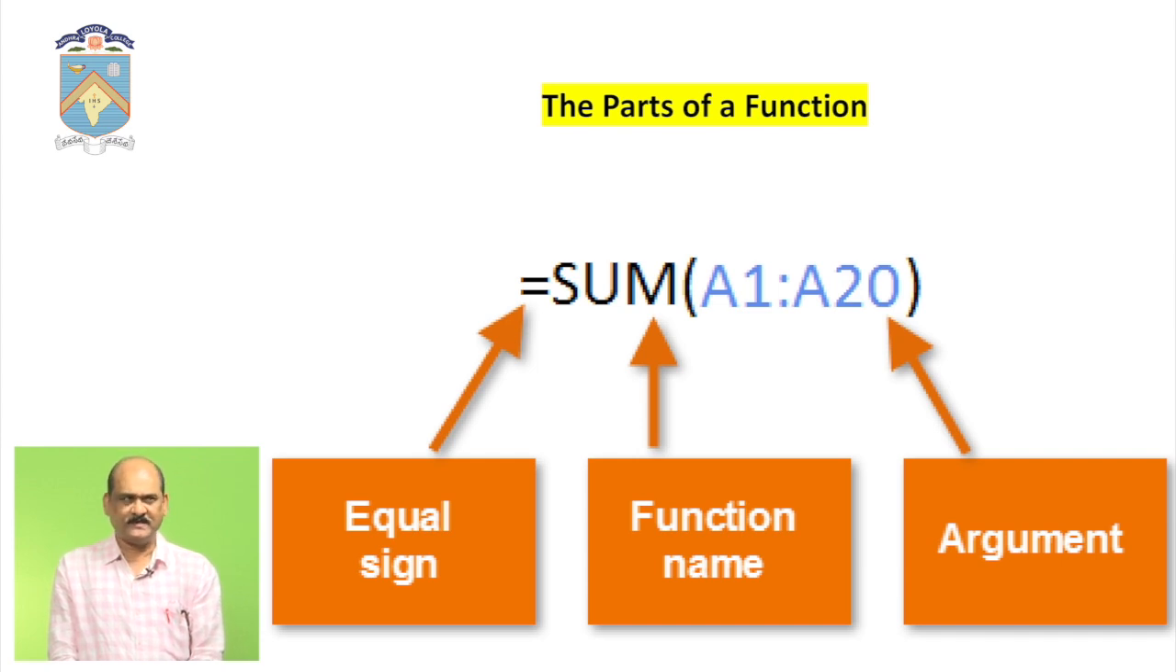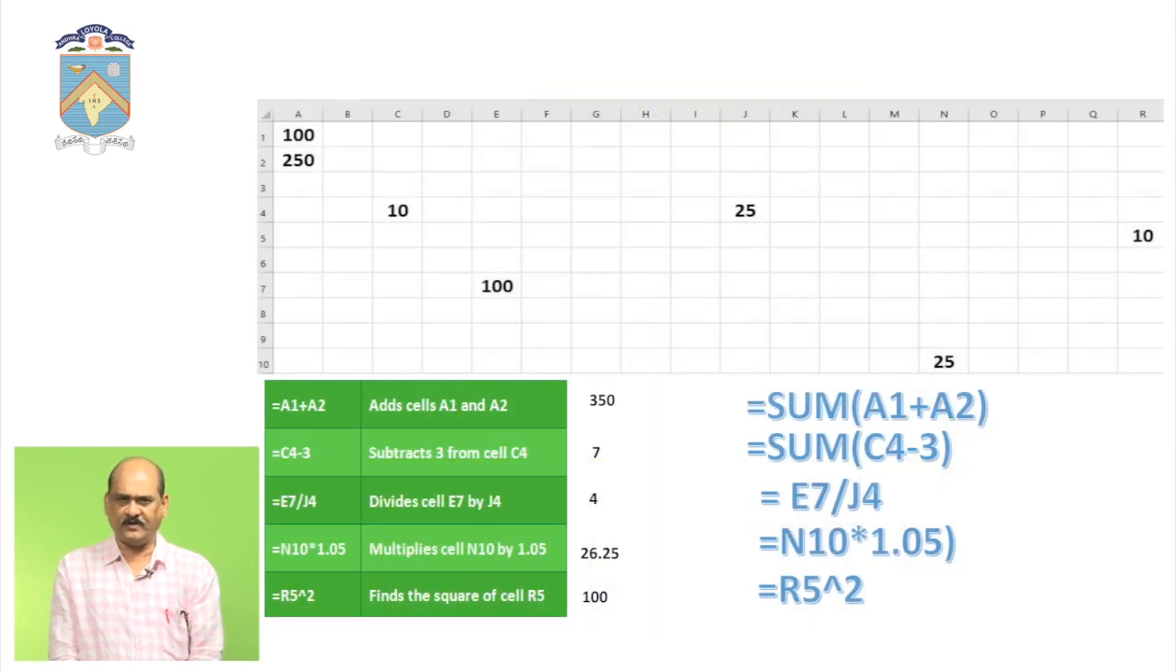This means the sum of A1 to A20: all the contents from A1 to A20 are summed up, and the result is shown in that selected cell. For example, let us take the same Excel sheet with already calculated formulas. This time, on the right side you see the functions. The very first function is equal sign SUM A1 plus A2. A1 is 100, A2 is 250, again the result will be 350.